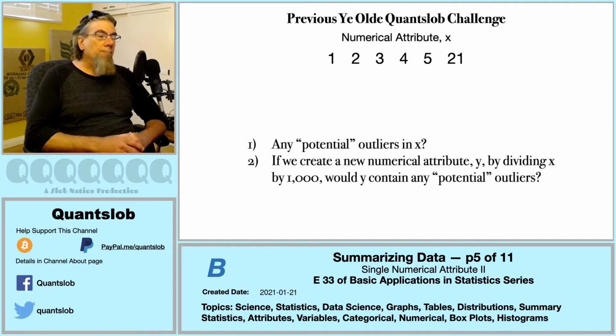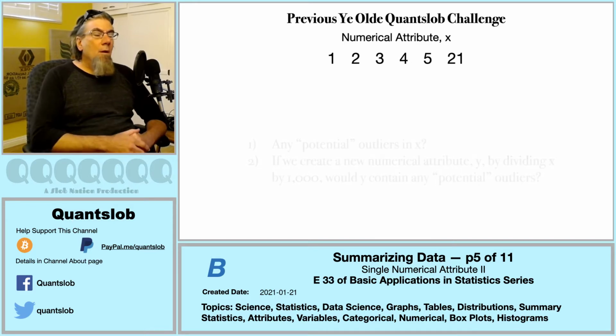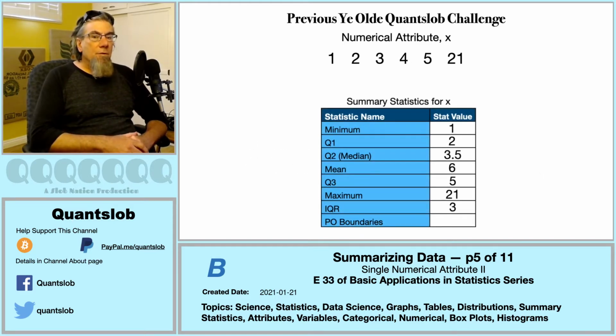Two-parter. First part, are there any potential outliers in our collection of 6 numerical values here? 1, 2, 3, 4, 5, and 21. Well, one very direct way to get to an answer is to calculate our IQR, our interquartile range, which is Q3, our third quartile, minus Q1, our first quartile. 5 minus 2 is 3.